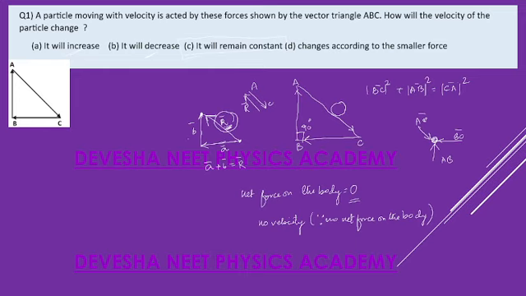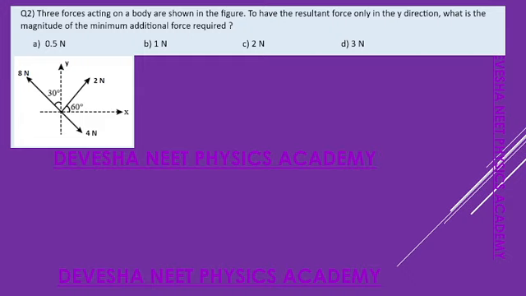Now let's move to the next problem now. Three forces acting on a body are shown in the figure. So there are three forces acting on this body. To have the resultant force only in the y direction, what is the magnitude of the minimum additional force required?